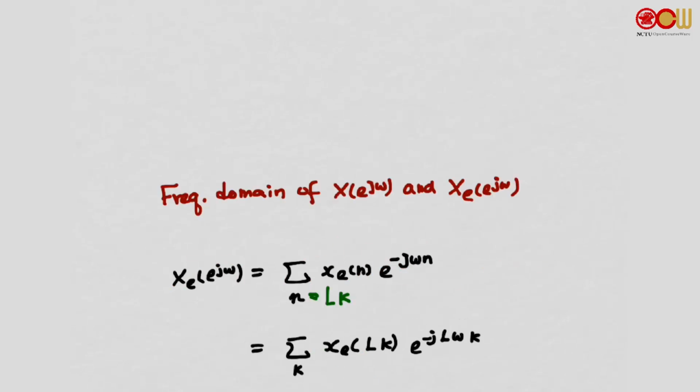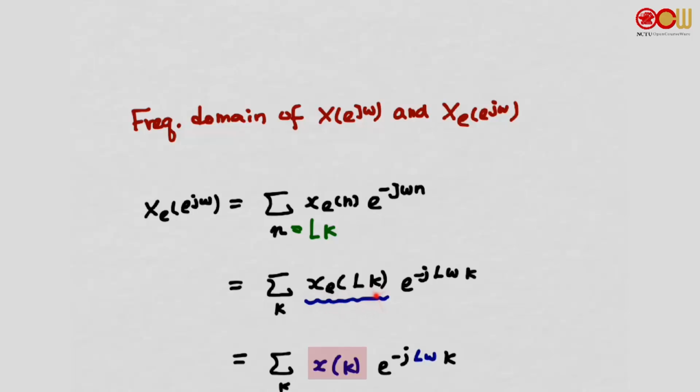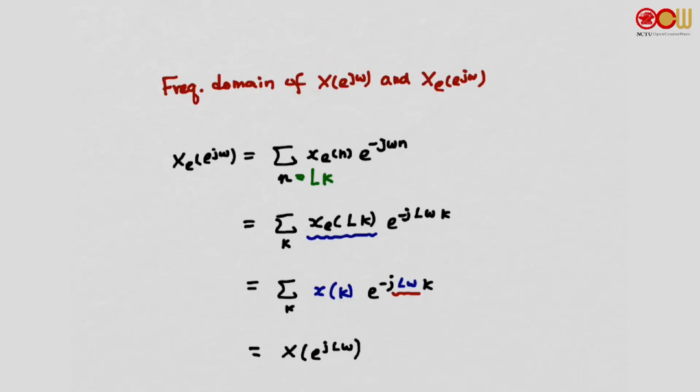So now we can sum over all k, and n we replace it by L times k here. Okay, and we recognize that x_e[Lk] is really just x[k], right? Because x_e[Lk] is equal to x of this number divided by L, so this becomes k. And this looks very much like the definition of the Fourier transform for x, right? Except one thing. If this were omega, then this would be the Fourier transform of x. But instead of omega, we have L times omega here. So this is X(e^{jLω}).